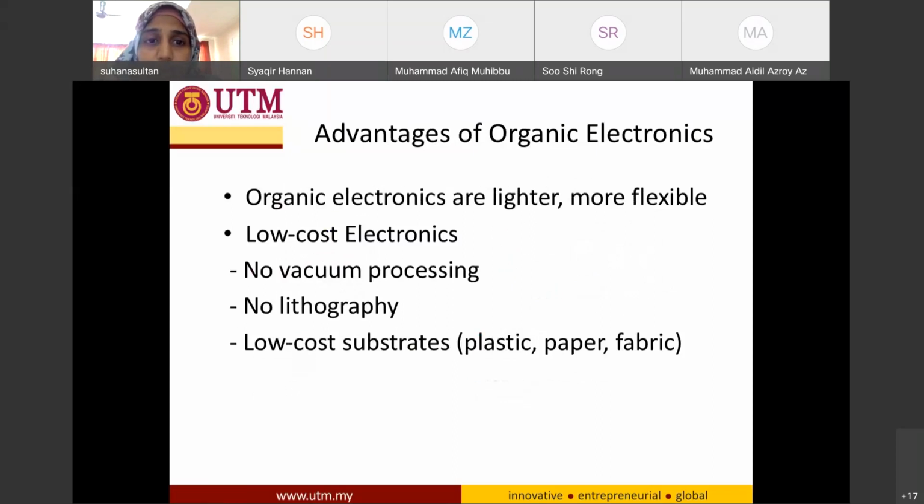Advantages of organic electronics, as I have mentioned: it is much lighter and more flexible. You don't have to use vacuum processing, it is low cost, there is no lithography, you can just print it and use different types of substrate like plastic, paper, or fabric. Another thing is low temperature processing. I forgot to add that.